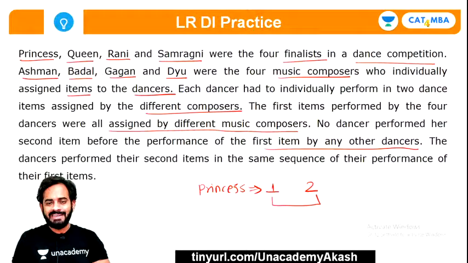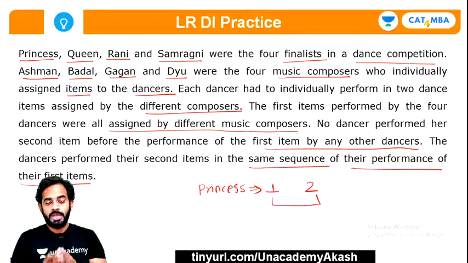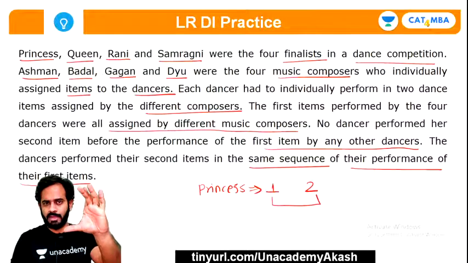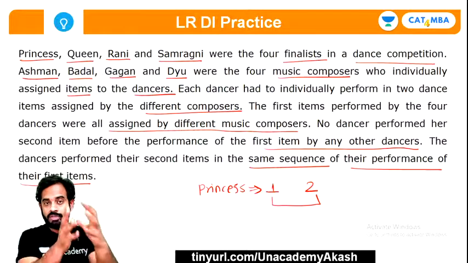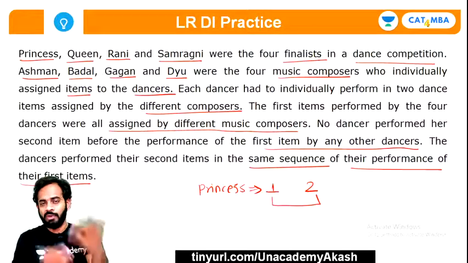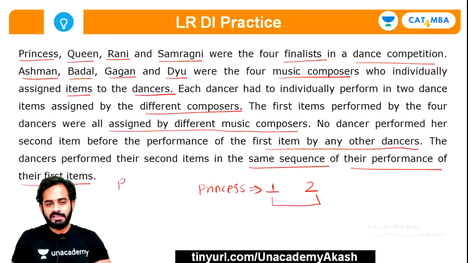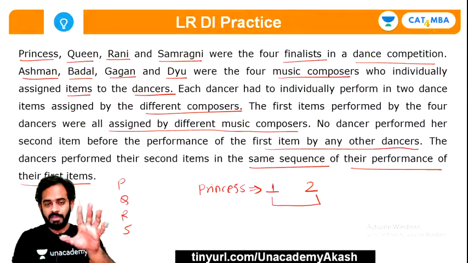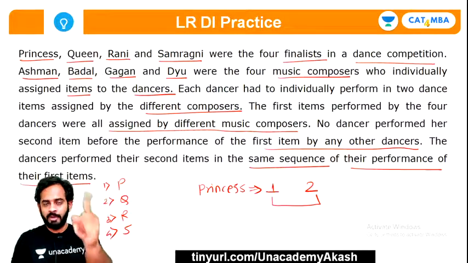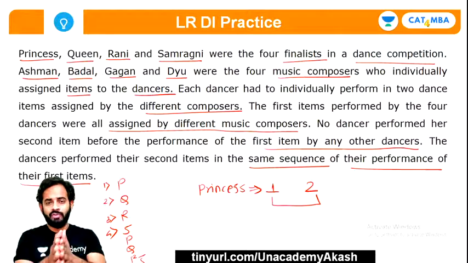The dancers perform their second items in the same sequence as their first items. So this is also an important part. Now the sequence of the first four dances, that is their first items, in the same sequence the next four dances will also happen. For example, let's say Princess, then Queen, then Rani, and Samragni. This is just an example I am giving. If these are the first four performances, we know that all of them have completed one performance, and all of them must perform two dances. So the fifth dance will again be performed by P, then Q, then R, then S. I hope you understood this part. Is there any doubt regarding this paragraph? Quickly tell me, guys. Pankaj, Anjana, do you have any doubt regarding this part?